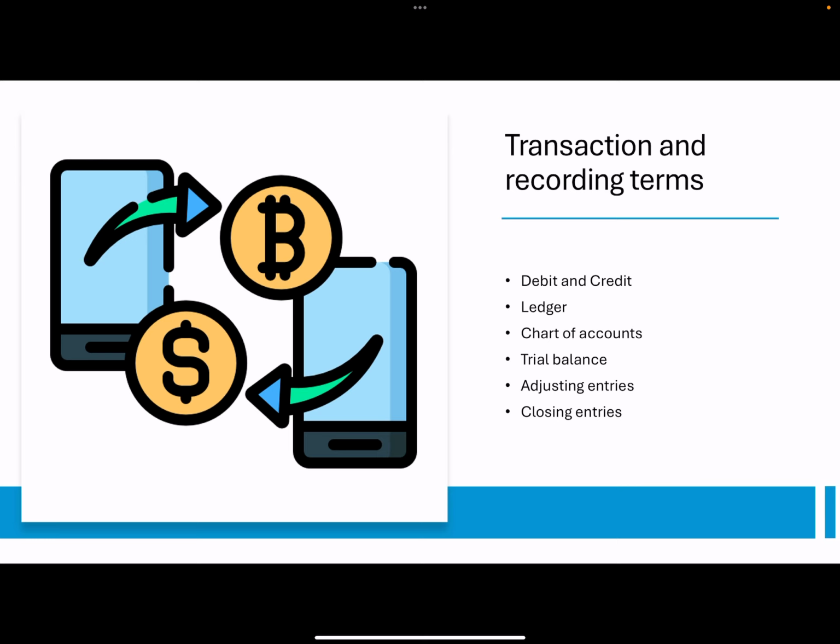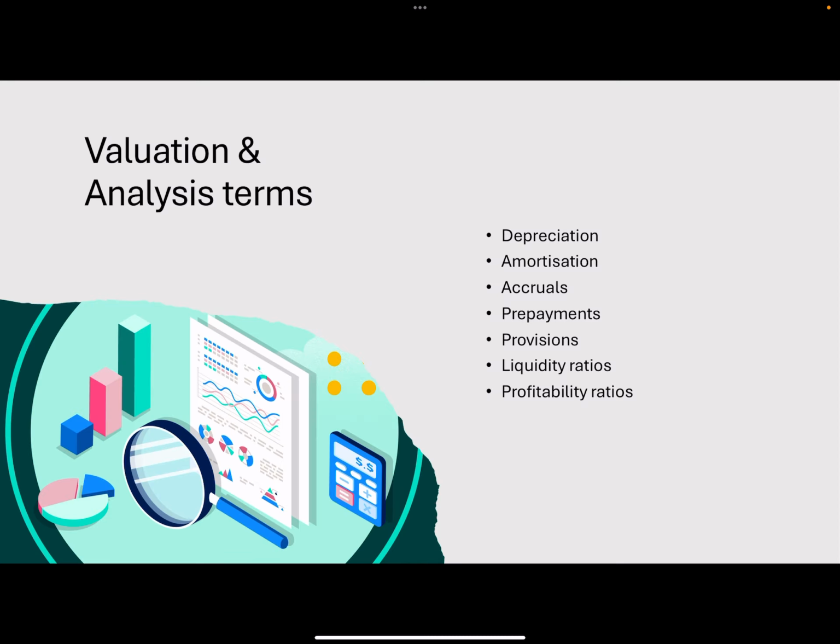Chart of accounts: a structured list of all accounts used: assets, liabilities, equity, income, expenses. A trial balance is a list of ledger account balances to ensure total debits equal total credits. Adjusting entries are entries at period end to update accounts for accruals, deferrals, and depreciation. Closing entries reset revenue and expense accounts to zero at the year end, transferring net profit to retained earnings. Next is valuation and analysis terms.